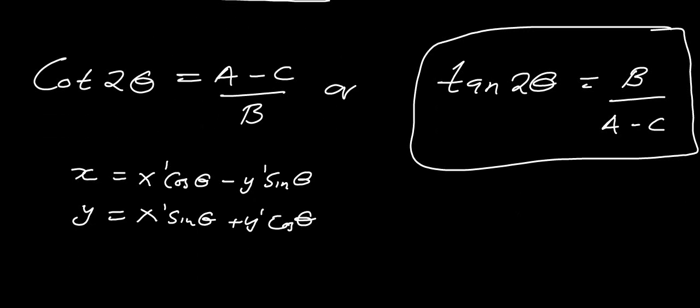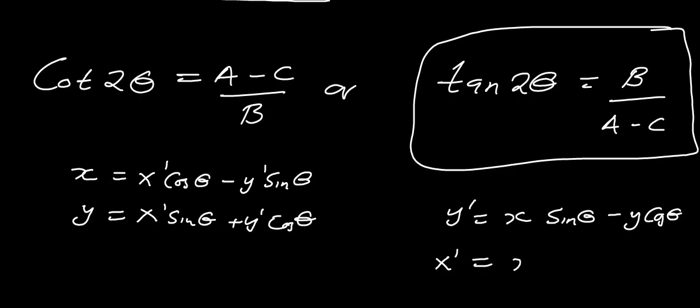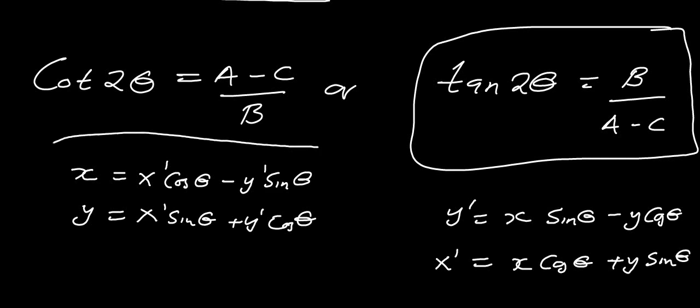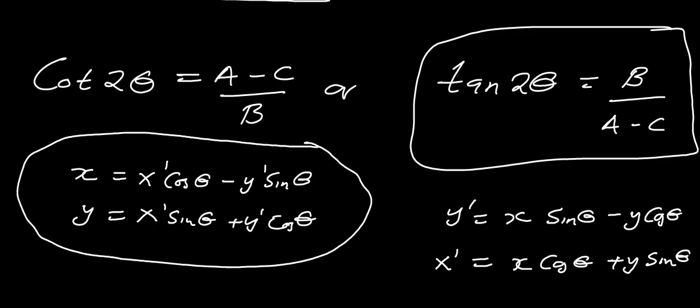So rotation can happen in two ways. If something was already rotated and we want to get back, we replace with the other formula, making X prime and Y prime the subject of the formula. Y prime is X sine theta minus Y cos theta. Then X prime is X cos theta plus Y sine theta. If you want to rotate something, you use the first formula. But if something is rotated and you want to bring it back to what it was, you use this formula here.